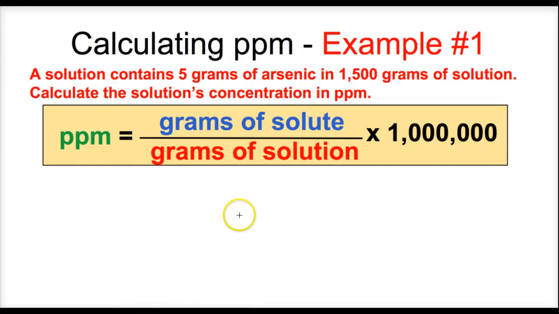Okay, in example 1, it says a solution contains 5 grams of arsenic and 1,500 grams of solution. Calculate the solution's concentration in parts per million. This has some real-world application in that you don't want to drink any arsenic. You don't want to consume very much of it. It's bad for you. So the question at the end of this little example is, would you drink a solution of tap water that has got 5 grams of arsenic dissolved in 1,500 grams of the solution? Well, we'll figure that out after we determine the solution's concentration in parts per million.